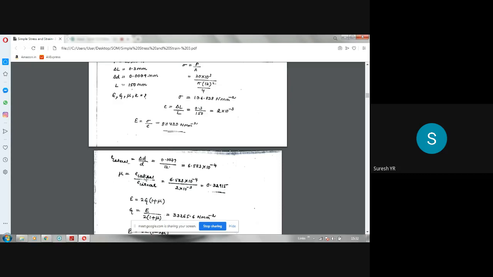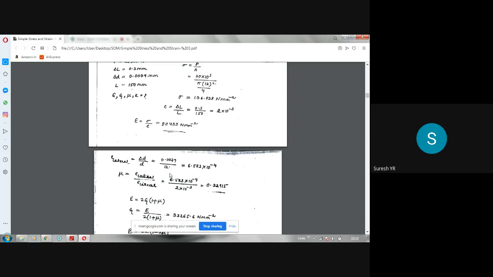So we know that lateral strain is given by delta D by D. That is in the lateral direction. Whatever change in diameter is there, divided by the initial diameter, gives the lateral strain. Here it has been given delta D as 0.0079 mm, divided by the initial diameter of the bar, 12 mm.